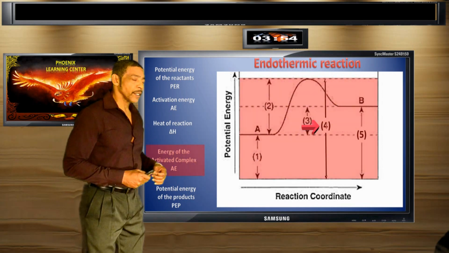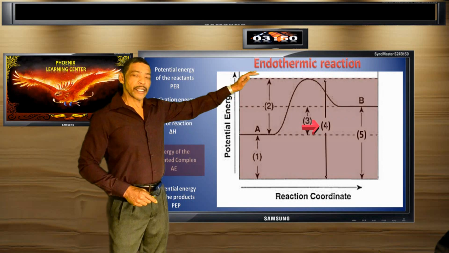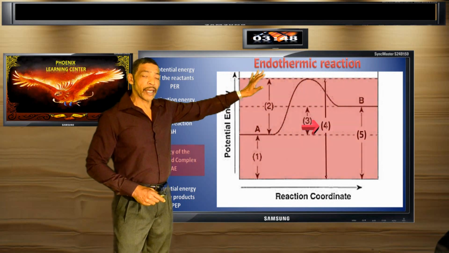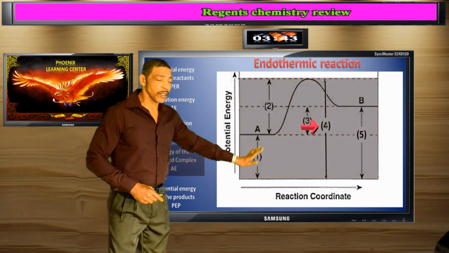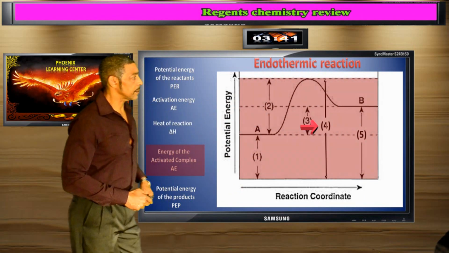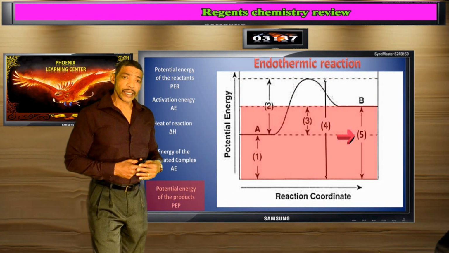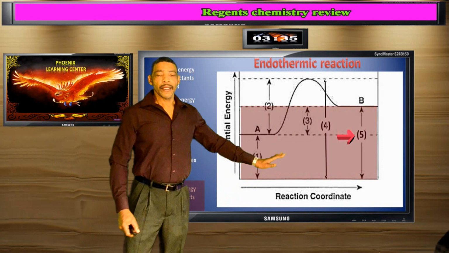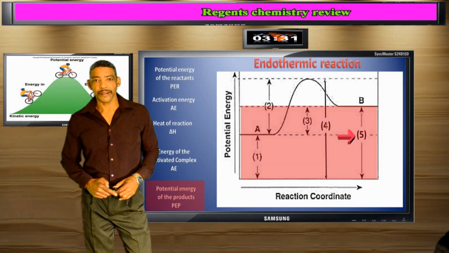Region number four, the energy of the activated complex. An activated complex is the highest point on the graph. So the energy of the activated complex represents the total amount of energy in the reaction. And region number five is the potential energy of the products, or PEP, the total amount of energy contained in the products of the reaction.